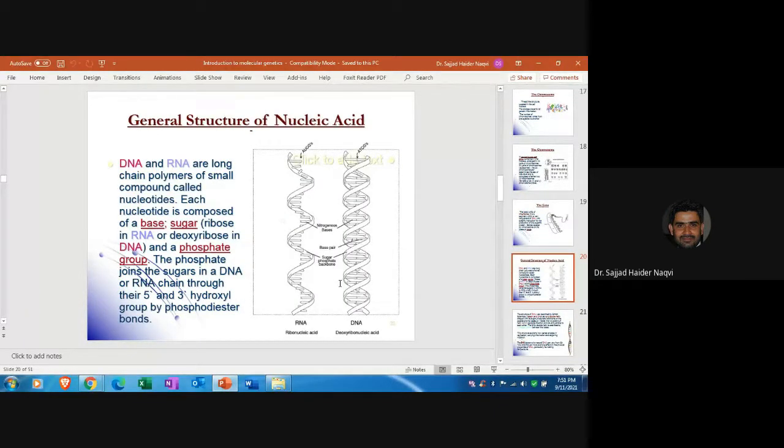Okay, so what is the general structure of the nucleic acid? The DNA along with the RNA, because when we say nucleic acid, we are talking about both DNA and RNA. The DNA and RNA are long chain polymers of small basic repeating units called nucleotides, and we have studied nucleotides in our first lecture. Each nucleotide is composed of a base, sugar, and a phosphate group. The sugar could be ribose for RNA and deoxyribose for DNA. And the chain extends through 5' to 3' hydroxyl group, and the bond that connects the nucleotides is referred to as phosphodiester bond.